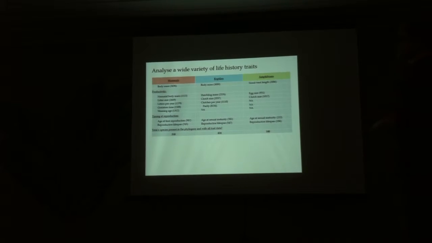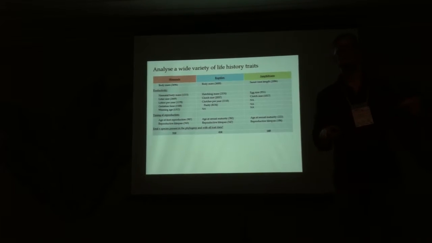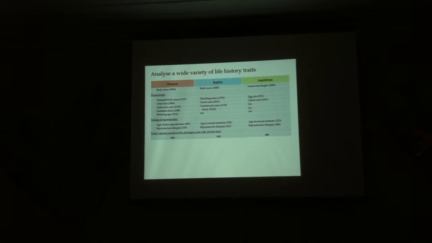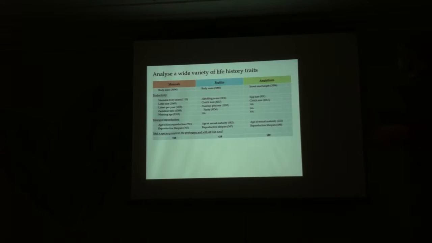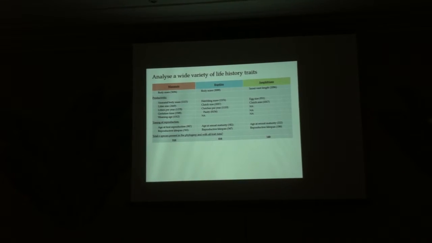For the life history traits, we collected a large number from primary and secondary sources, collating and updating to the latest taxonomy. We collected those related to productivity, such as litter size and weaning age, as well as those relating to the timing of reproduction, so the age of first reproduction and the reproductive lifespan. We tried to collect equivalent traits for each of the 3 taxa. So, for example, we collected information on neonatal body mass in mammals, hatchling mass in reptiles, and egg size in amphibians.